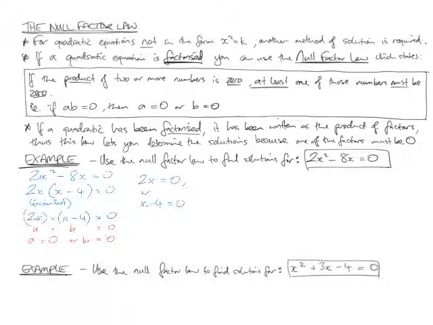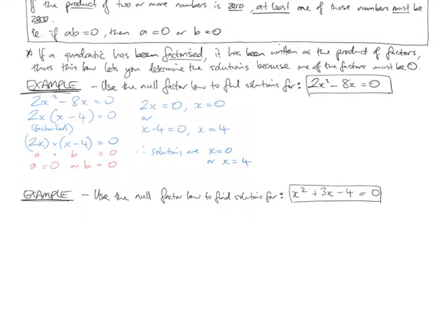2x is equal to 0, the opposite of times something by 2 is divided by 2, so x is still going to be 0 in that case. But x take 4, what's the opposite of taking 4? Adding 4, so x can be positive 4. Therefore, solutions are x is equal to 0 or x is equal to 4 in this case, using the Null Factor Law. Let's try a harder one.